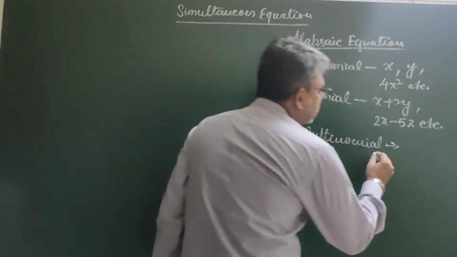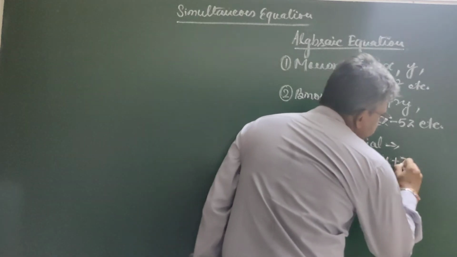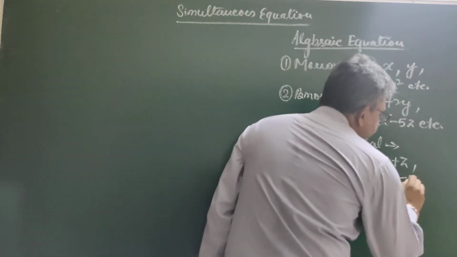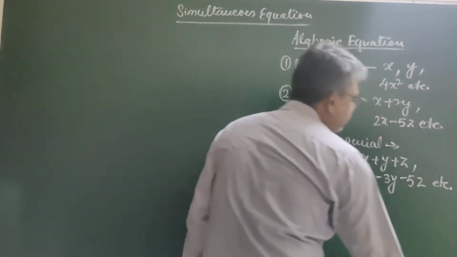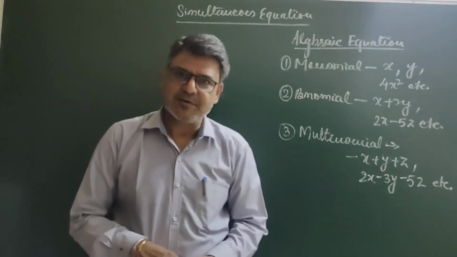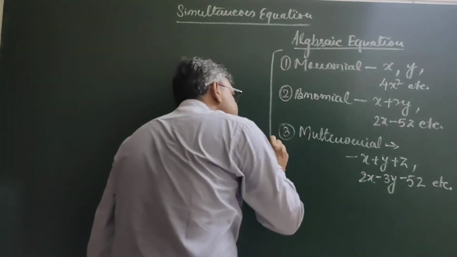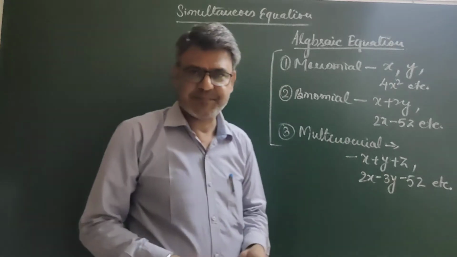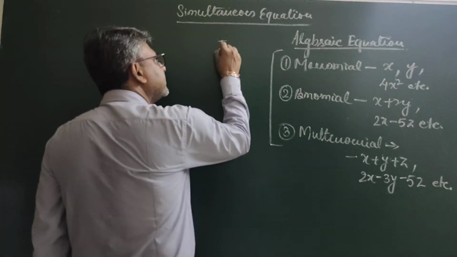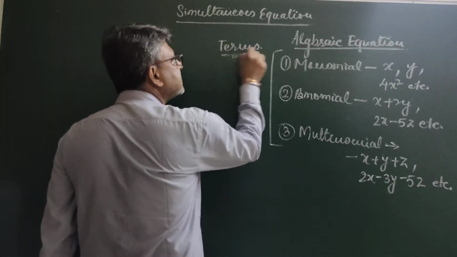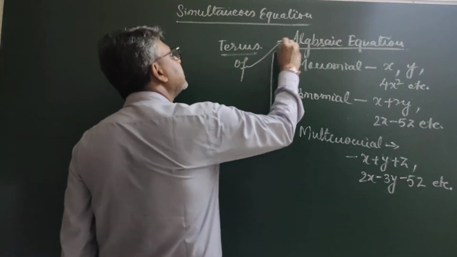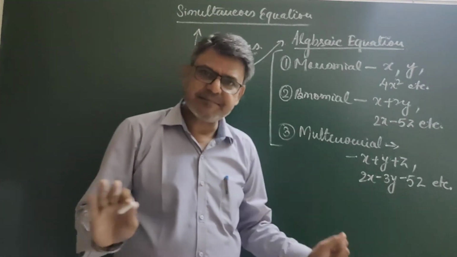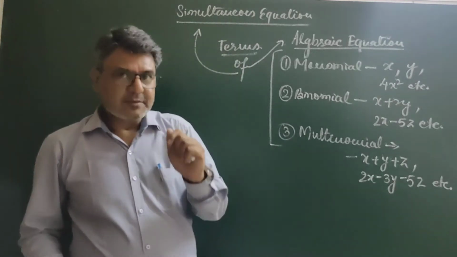And this is the example of multinomial: x plus y plus z, this is the first example, comma 2x minus 3y minus 5z, etc. This is the third example. Okay, what is this? 1, 2, 3, that means monomial, binomial and multinomial. These are the terms of algebraic equation, and it is also used in simultaneous equation. Is it clear? Okay, now again the topic.